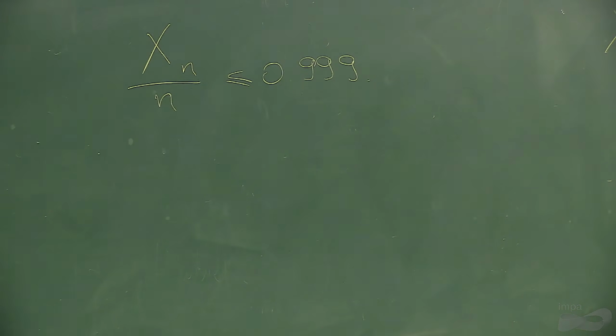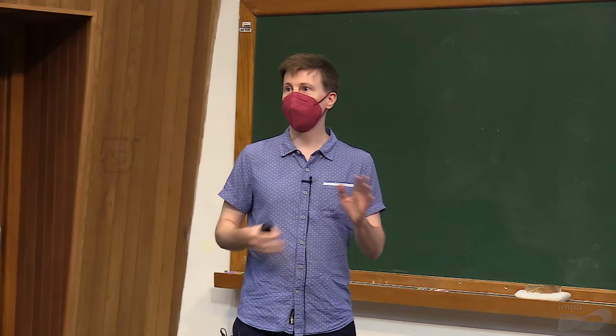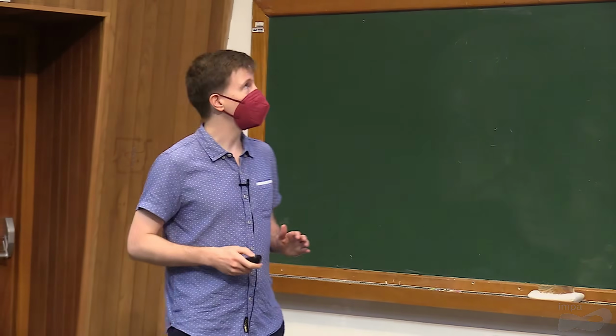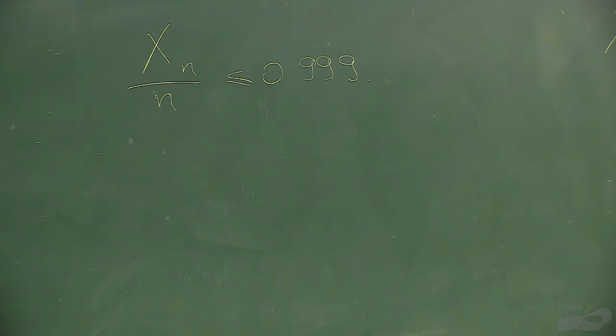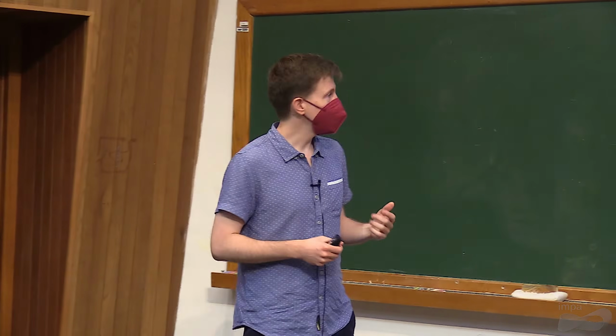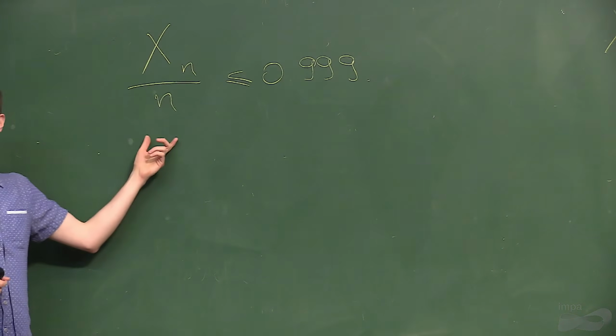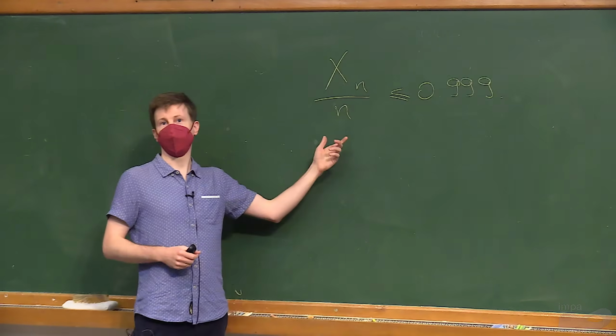This is kind of a union-bound argument. I won't really talk more about this. And then we have another type of upper bound, which is the following. If I fix epsilon, and I look at the probability that the largest common subtree is less than epsilon times n, so relatively small on a linear scale, so this fraction is small, then this has probability at least delta, strictly bounded away from 0. So what this means is that X_n over n is not bounded away from 0.